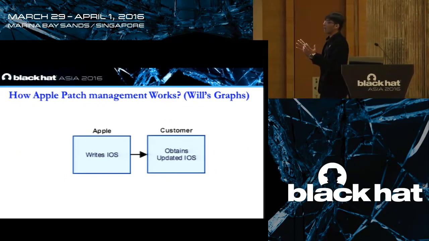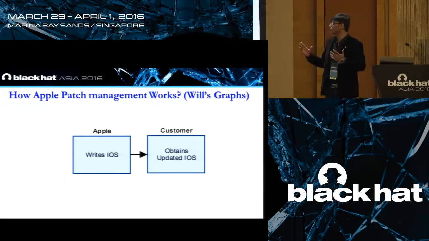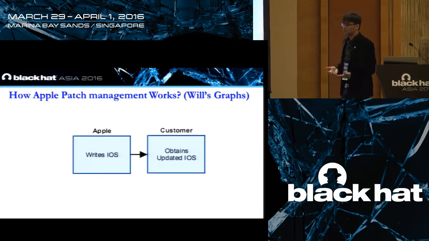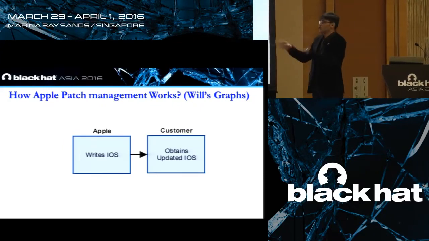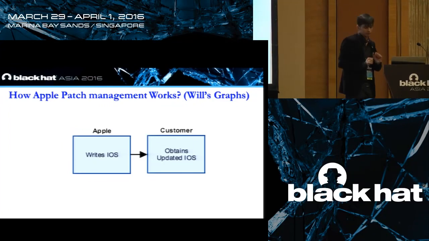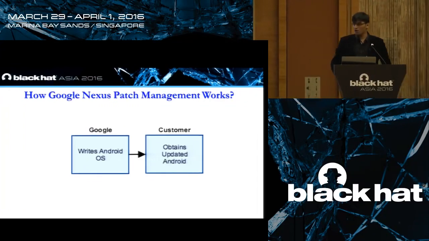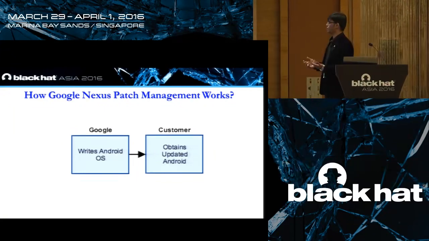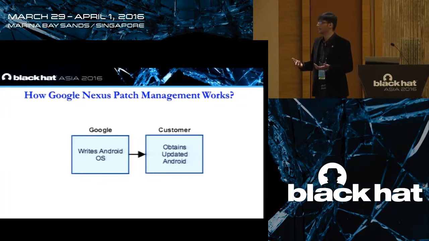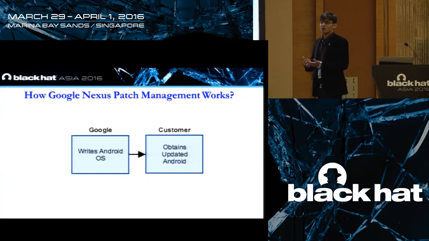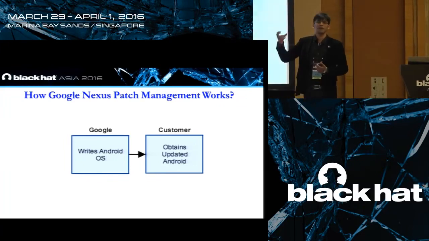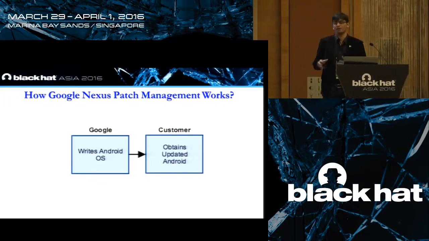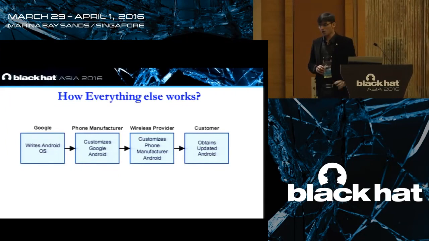How does patch management work in the case of Apple? Apple writes iOS and directly ships it to its customers via over-the-air updates. How does Google Nexus patch management work? It is the same. Google writes the Android OS, and then users can either go to the Google website and obtain the factory image, or wait for the over-the-air update. What about everything else?